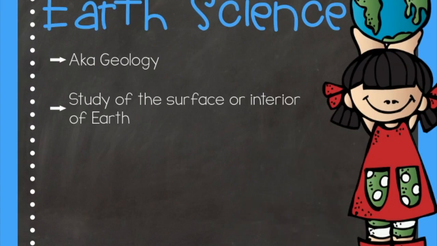Let's move on to earth science. Earth science can also be called geology. It's the study of the surface or interior of Earth. This includes like rocks and minerals, plate tectonics, volcanoes. All of that is earth science. Anything that's happened on the surface or the interior of Earth, that's considered earth science.